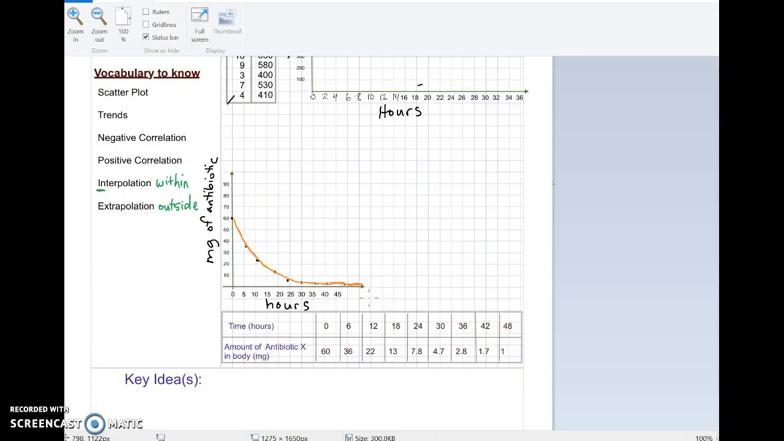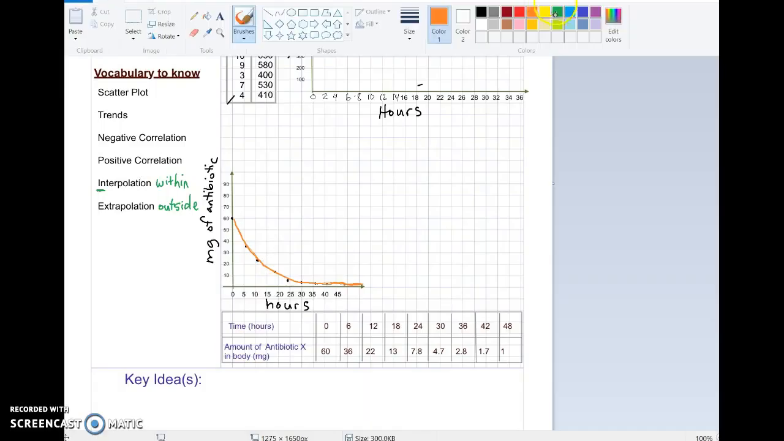And now let's do a little interpolation. That means I'm going to make an estimate. I'm going to estimate or predict what the amount of antibiotics would be in my body for a certain amount. So I'm going to pick 15. After 15 hours, what do you think the amount of antibiotics would be in my body? Well, just take a look at my graph. It's right about here. And that looks like it's maybe about 17 or 18, right? So after 15 hours, I've got about 17 to 18 milligrams of antibiotic in my system.